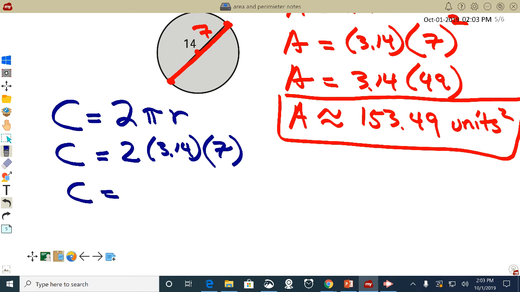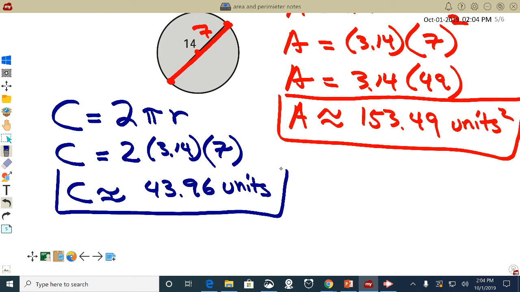So circumference then, and let me do approximate, by the way. Approximately, notice, because I replaced pi with 3.14, I used the approximation symbol. Pi is not exactly 3.14, it's approximately 3.14. So when I type all that out, it's 43.96 units. That's because it's not area. It's just normal units.